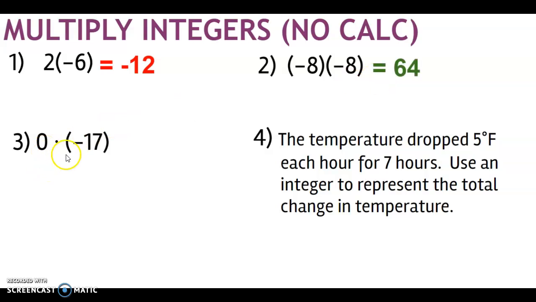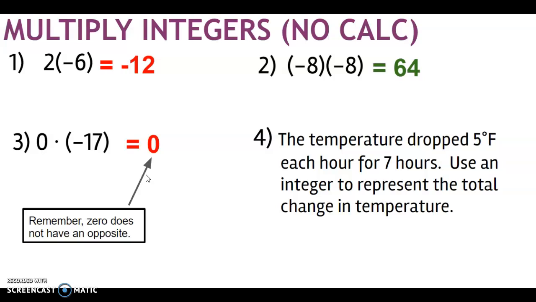Now let's try this one. 0 times -17. You're right. The answer is 0. Every time we multiply a number by 0, we get 0. But the tricky part is that this -17, sometimes students think that the answer should be -0. Oh no, 0 doesn't have an opposite. 0 is just 0. It's not positive and it's not negative. So anything times 0 is just 0, not -0, because that doesn't even exist.